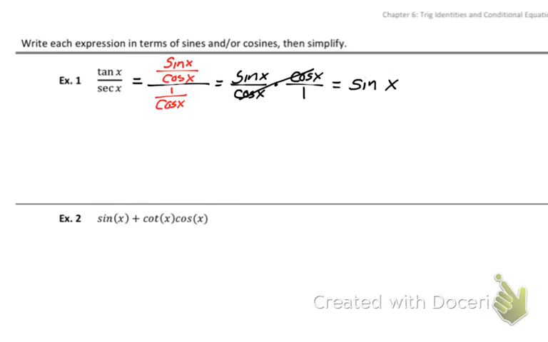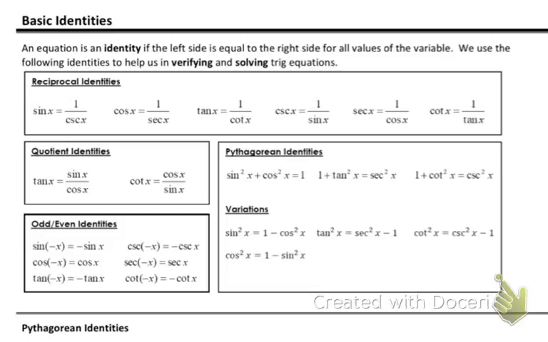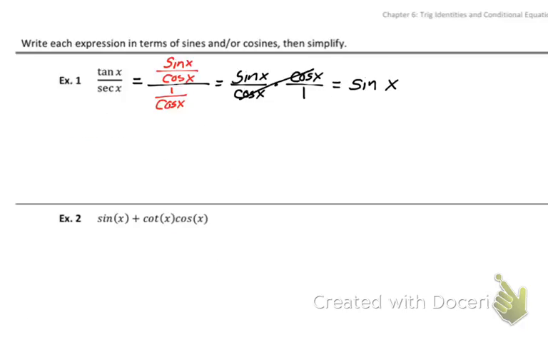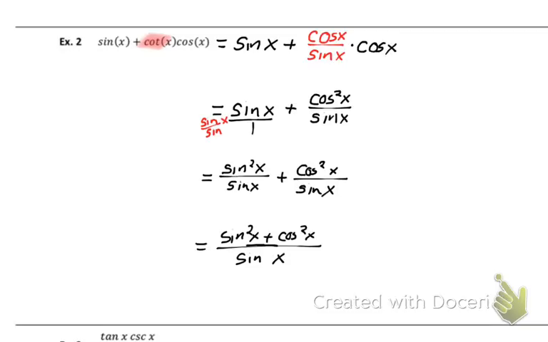1 together, because if I look at my identity sheet, it says that sine squared plus cosine squared equals 1. If they each equaled 1, it would equal 2, right? So I get to rewrite that whole numerator as 1 over sine of x. Wait, isn't that just cosecant? Yeah, which equals cosecant. Charlie, you're way ahead of the game.